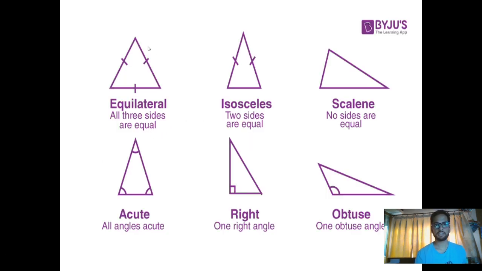Now, here you can see equilateral triangle. All three sides are equal. Here, this cut mark represents the equal sides. Okay, so it will be all three sides are equal. In isosceles triangle, two sides are equal. In scalene triangle, no sides are equal, that you can see by this diagram.